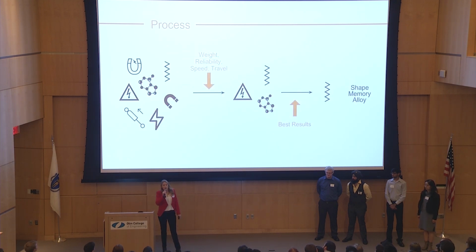So getting into that beginning of the process, as I said, we went through a lot of ideas. We looked at things that were purely mechanical. We looked into pneumatics, magnets, carbon nanotubes, electroactive polymers. If you don't recognize these things, that's okay. And then we looked into them specifically for weight, reliability, speed, and travel. These are the key requirements that TE needs to be able to have a relay that is reliable in an airplane. So then we narrowed down based on these key factors, and we got to our best results. Our best result was shape memory alloy.